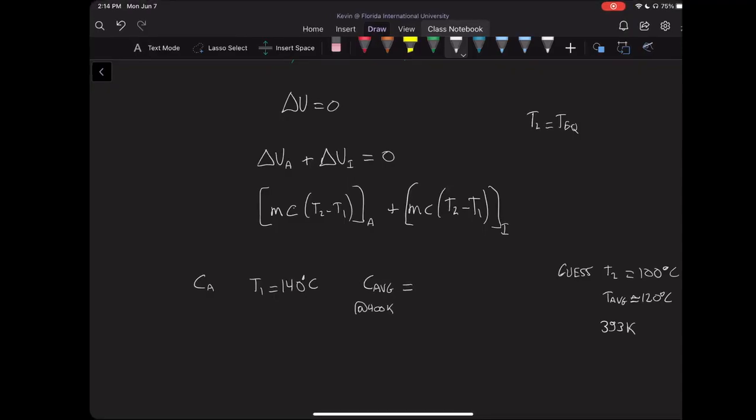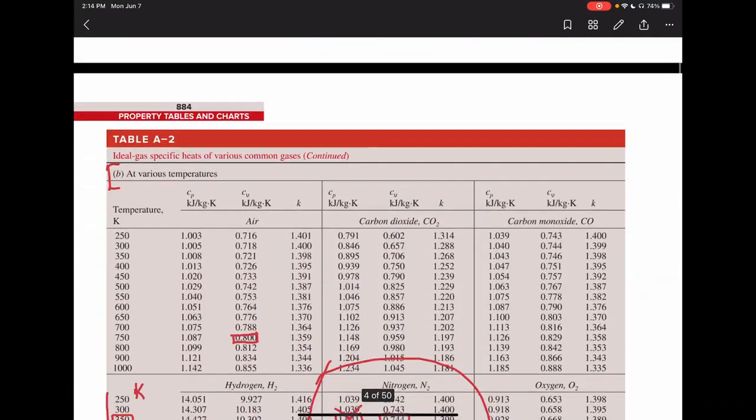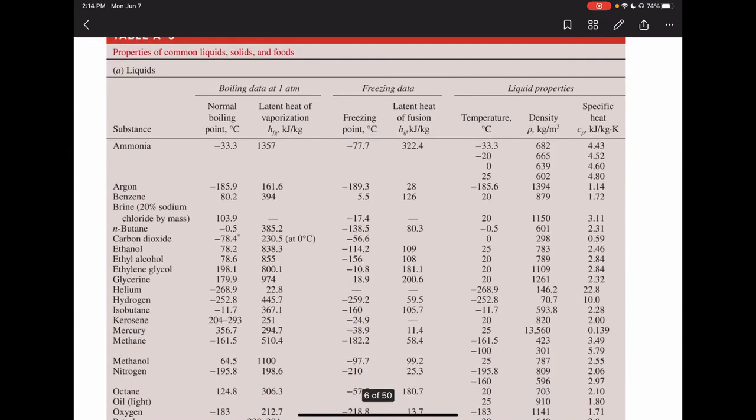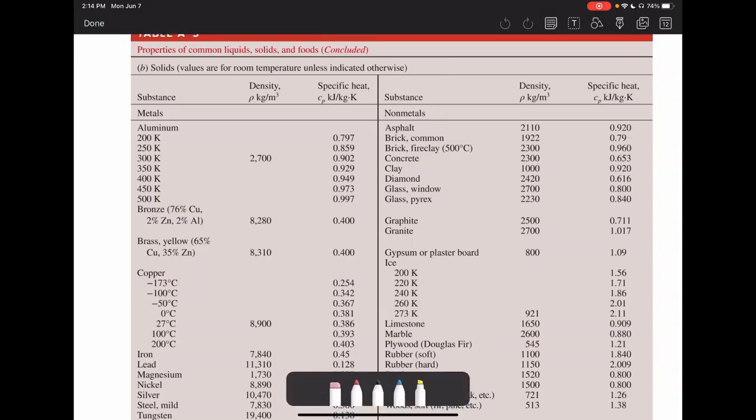So if we go to our tables, to our aluminum in table A3, we have solids and liquids, and we see that here we have some values for aluminum. We see that they're all in Kelvin, so we're going to use the value at 400 Kelvin. We're going to assume that our T average is going to be close to 400 Kelvin. Now, this might be wrong and we might have to redo the problem, but we assume that we're going to be pretty much close to that in terms of our temperature.